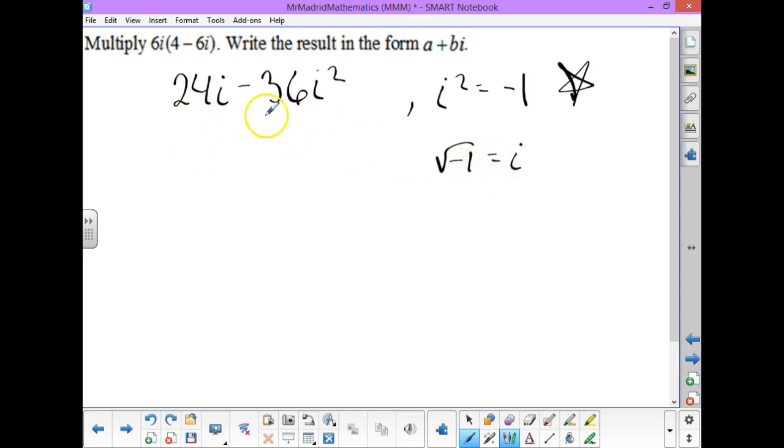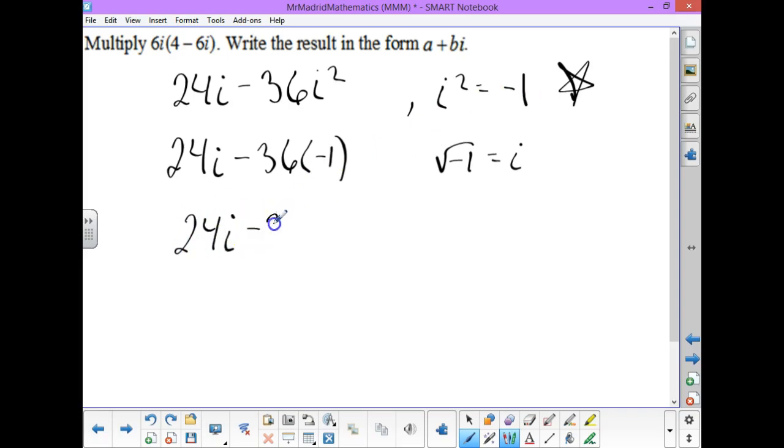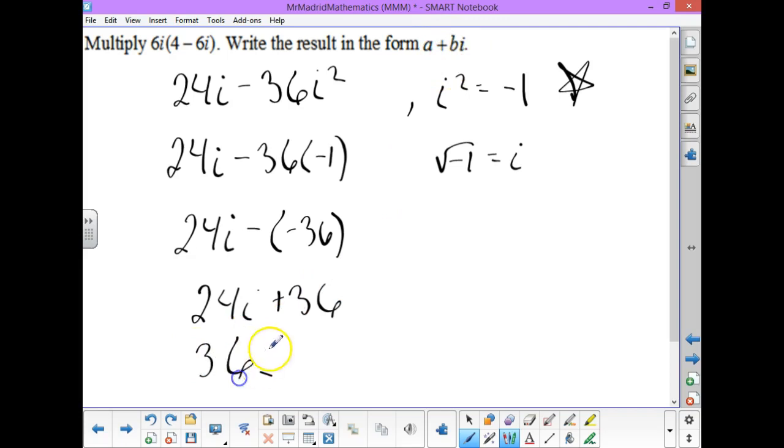So anyways, what I do now is I substitute this i squared with the -1. So I have 24i minus 36 times -1, right, i squared equals -1. After we multiply with the -1, this now becomes positive, plus 36. And because they want it as a plus bi, the real part and the imaginary component, I'm going to switch the order and put 36 plus 24i.